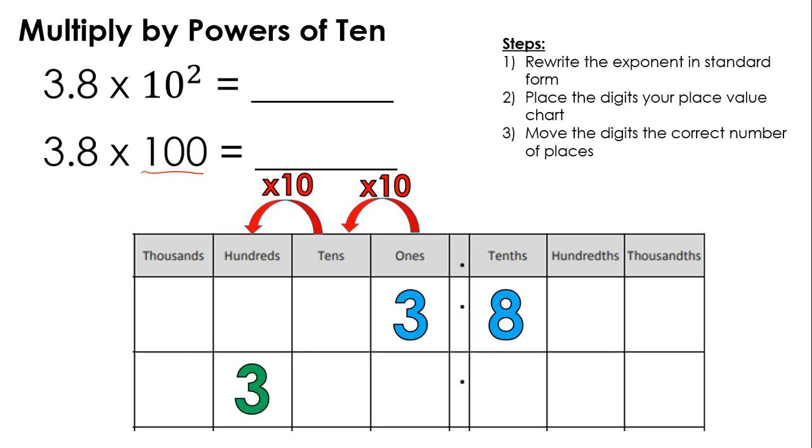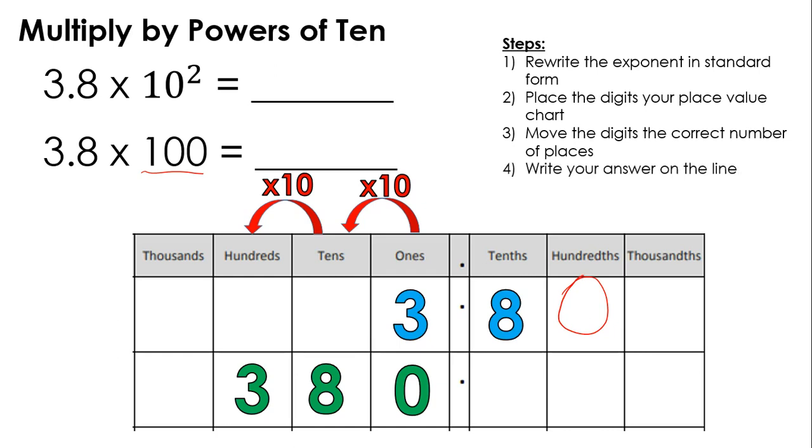So the 3 is now going to be in the hundreds place. Move the 8 in the tenths place to the tens place. There's nothing here in the ones place, so we know that's 0. Because remember, if there's nothing in the place, that's just 0. So our final answer is 380.